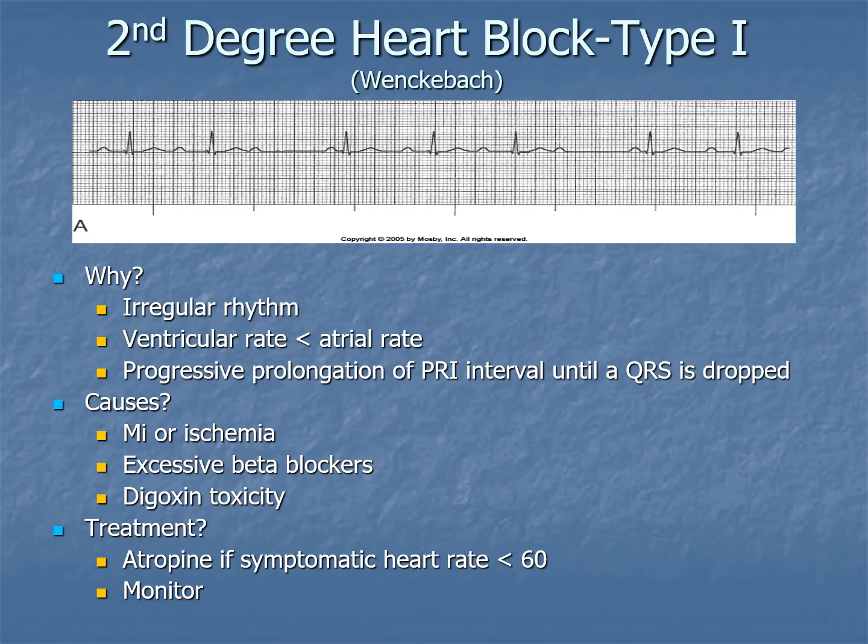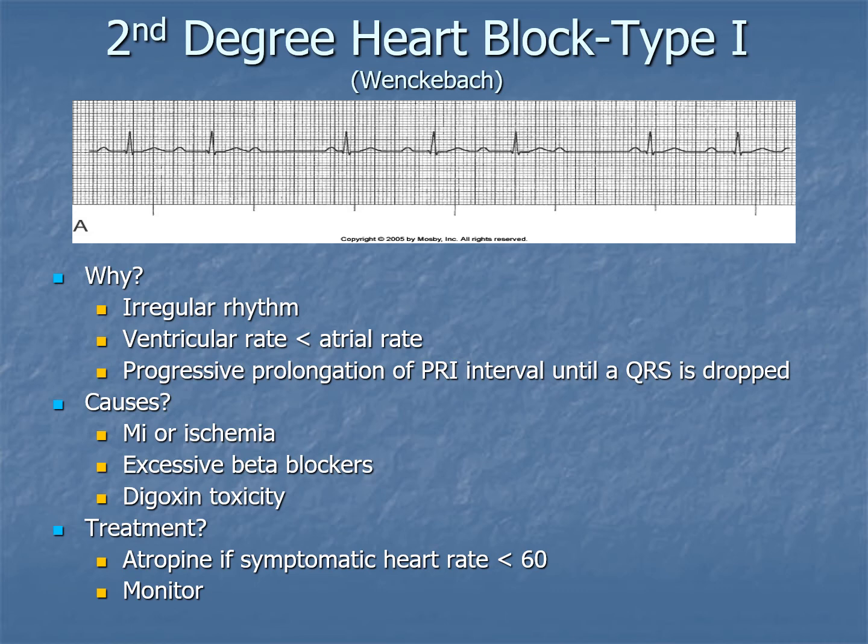Now with second degree heart block, you actually have two types. Wenckebach is type 1. It involves an irregular rhythm. The ventricular rate tends to be less than the atrial rate, so you have a QRS that's dropped. You have progressive prolongation of the PR interval until a QRS is dropped. And there's a saying, longer, longer, longer, drop. Now you have a Wenckebach. I didn't make that up, trust me. But basically the PR interval gets progressively longer until the QRS is dropped.